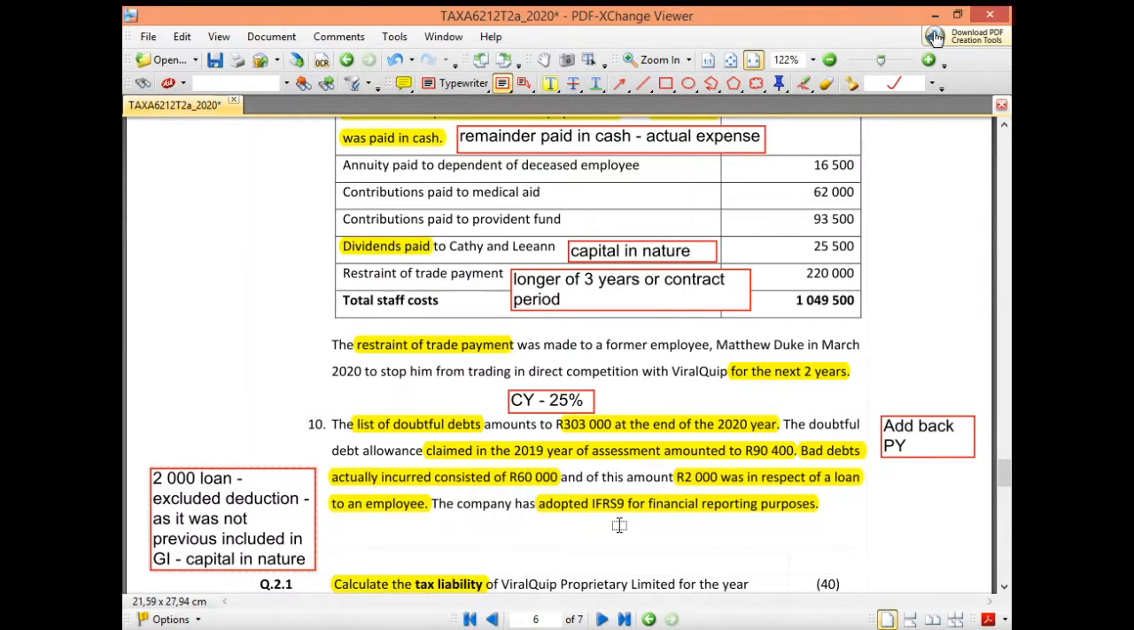Let's take a 10-minute break. If you guys can be back 10 past, then we will continue with now doing the actual question based on the information discussed.